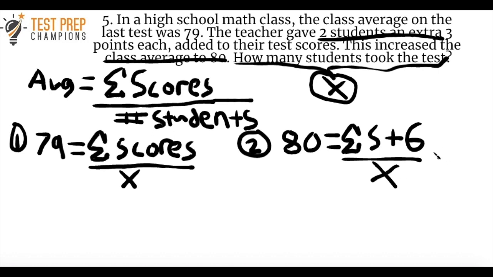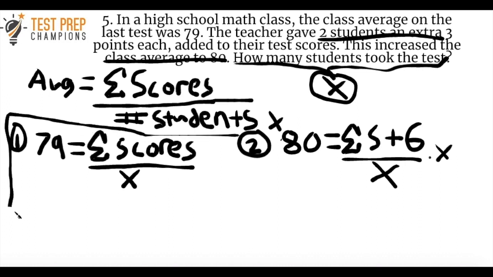So we can multiply by x on both sides of this equation. Again, we're taking equation 2 and we're going to solve it for the sum of the scores. By solve it, I just mean we want to get the sum of the scores by itself on the right-hand side of the equation. So we multiply by x on both sides, and we end up rewriting equation 2. I'm going to draw this big arrow here to show that I'm rewriting equation 2 now.